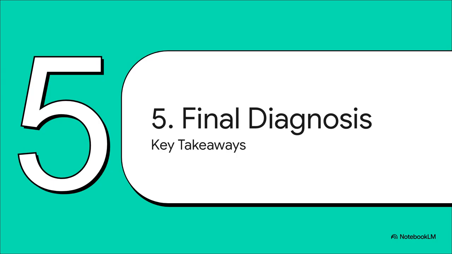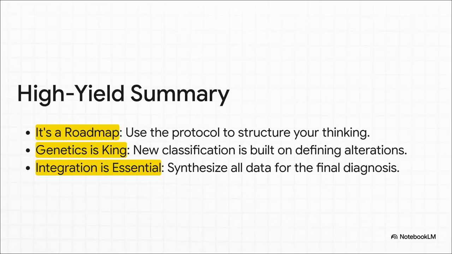All right, let's bring it all home. Let's boil it all down. When you sit down with your next myeloid case, with this protocol in front of you, what are the absolute key things you need to remember? Just remember these 3 things. 1. The protocol is your roadmap, not just a simple checklist. Use it to actually structure your thought process. 2. Genetics is king. The entire new classification is built on defining these molecular alterations. And 3. Integration is everything. The final diagnosis is a synthesis of all the data you have.